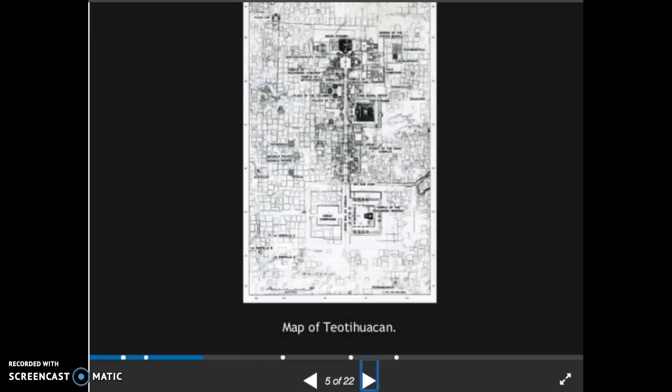And what we're looking at here is a map of Teotihuacan. It was located about 30 miles northeast of what is today Mexico City, and it was considered one of the first urbanized centers or cities in all of the Americas. The population was around 125,000. The inhabitants were at the height of the rule in around the year 600 CE.